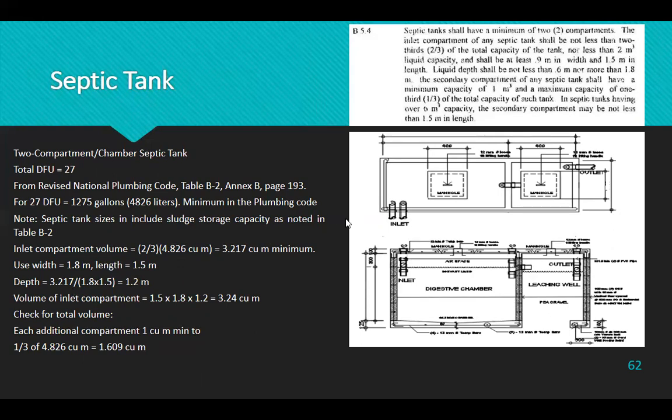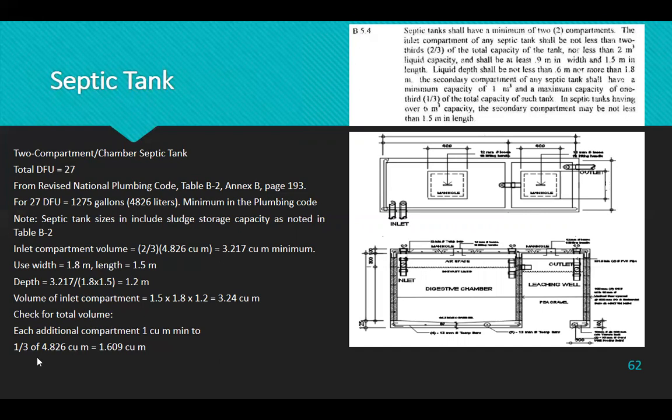So this is pag pwede ka mag-assume na yun, pero kailangan i-double check kung pumapasok dito sa rules na. Okay, so ito ang pumasok sa rules. So 1.8 width, yung width inside at inside. Ito kasi mga 150 mm ang kapal na 100 ng concrete hollow blocks. So depth is 3.217 over 1.8 over 1.5 is 1.2 meters, so less than 1.8 meters maximum. So volume of inlet compartment is 1.5 times 1.8 times 1.2 is 3.24 cubic meters. So this is slightly above.